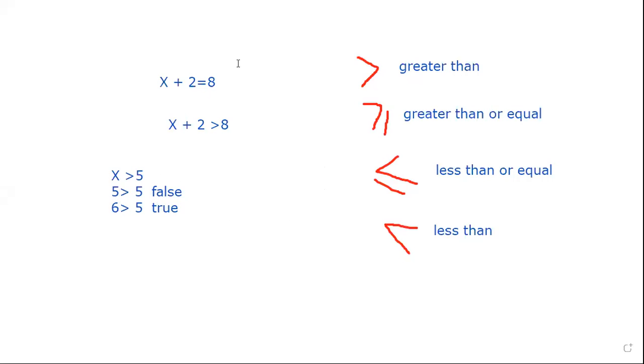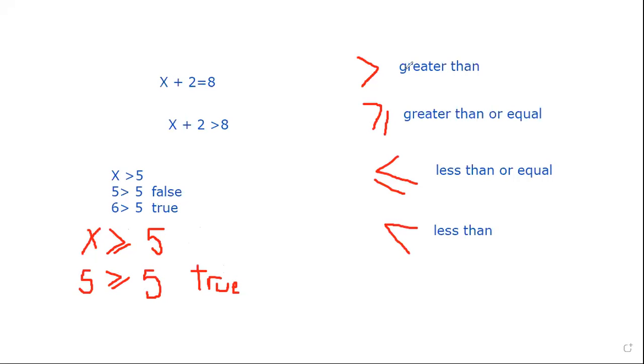But if I write x more than or equal to 5, it will be 5 or 6, both, right? It will be 5 and more. If I put 5 instead of x, 5 is more than or equal to 5. Is this true or false? True, because 5 is not more than 5, but it's equal. So this will be true.